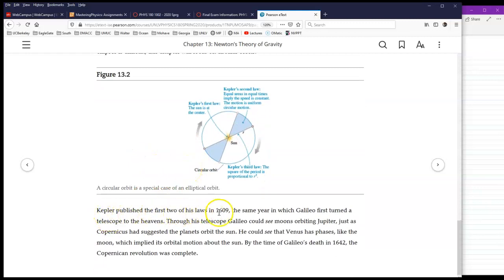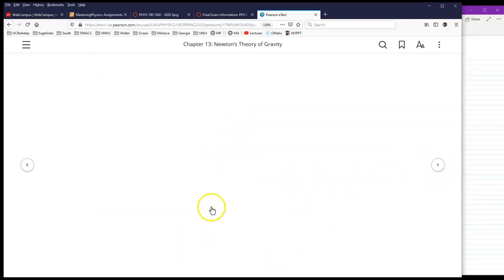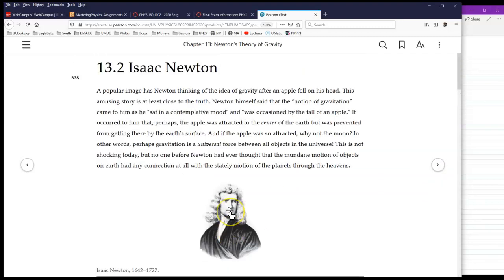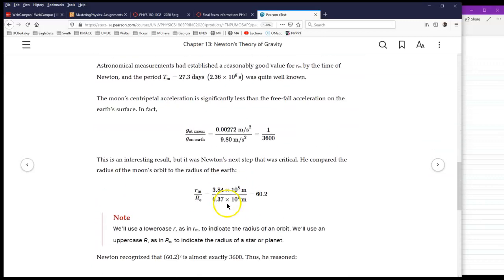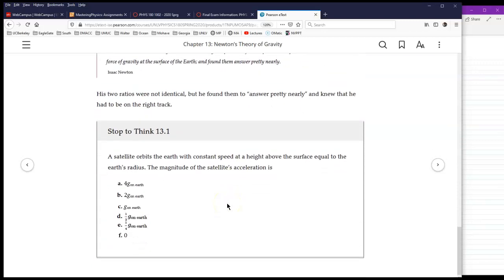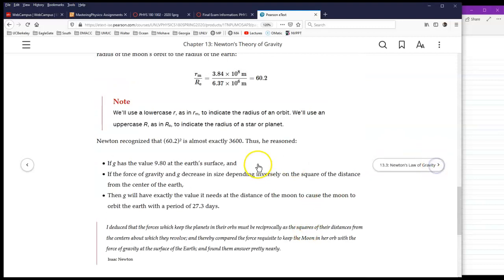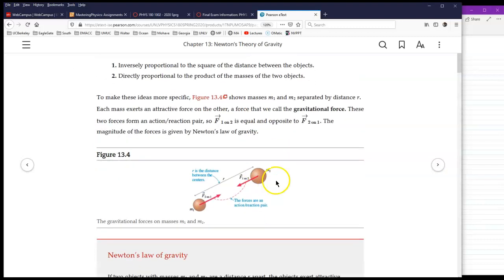Here it says Kepler published the first work in 1609, and then of course came after that Galileo, and after that came Isaac Newton. And then of course Newton came up with the famous gravitational law that a lot of you are probably familiar with. I'm trying to find it. I'm going to begin my lecture from Newton's laws once I find it. There it is right here.